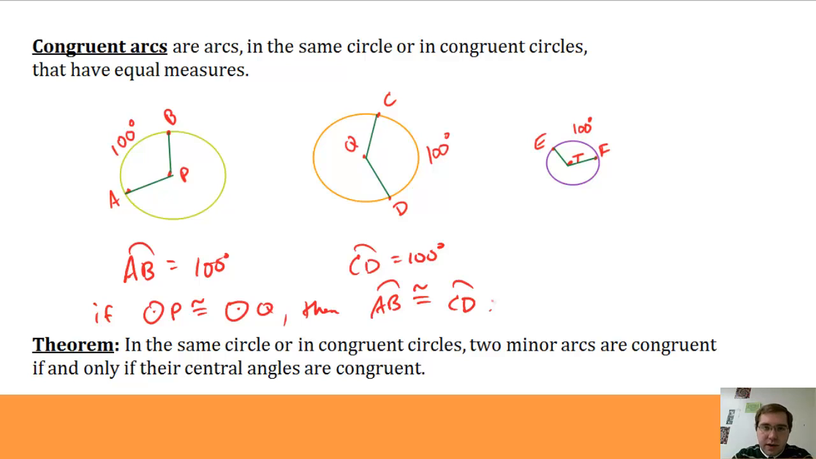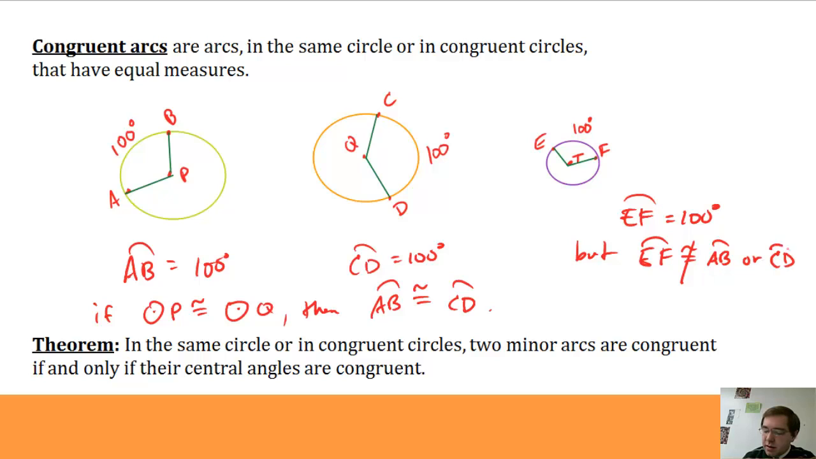How would I know that the circles are congruent? Well, say I knew that they had the same radius, then they would be congruent. But the circle on the right clearly is smaller than the two circles on the left. It has a smaller radius, it's a smaller circle, so it's not congruent to the two circles. So EF equals 100 degrees, but EF is not congruent to arc AB or arc CD because it's not in a congruent circle.